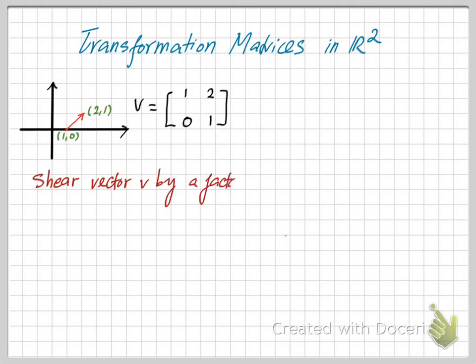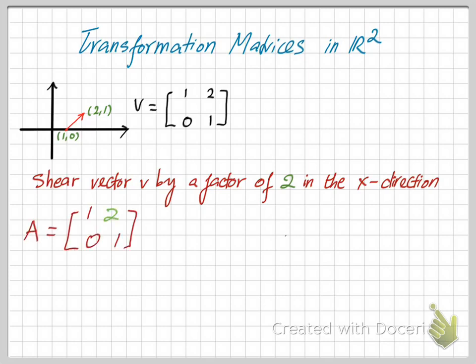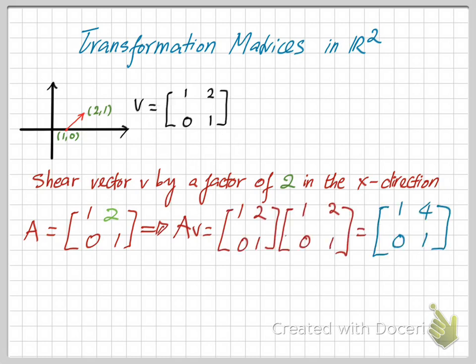If I want to shear this vector by a factor of 2 in the x direction, A is the matrix representation for this linear transformation. You can see that the 2 here will help us shear the vector by a factor of 2 in the x direction. If you multiply A by V, you get a new vector. The red is the initial vector and the blue one is the new vector. The blue vector has the same y coordinate, but the x coordinate is sheared to the right, parallel to the x-axis, by a factor of 2.